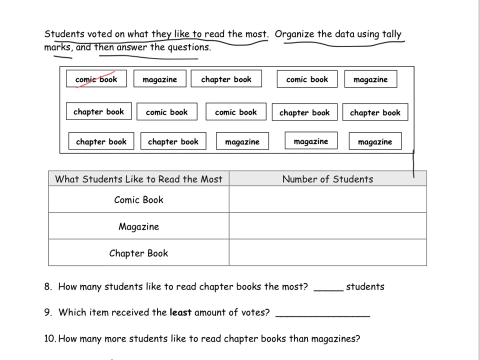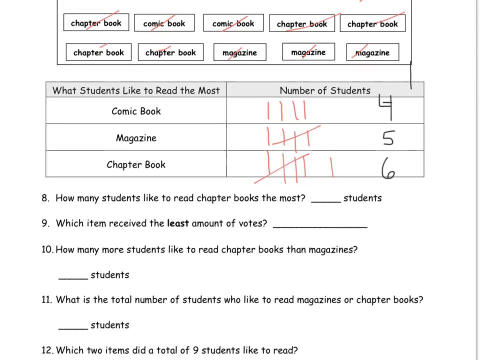So I have comic book, that's 1 tally mark. Magazine, 1 tally mark. Chapter book, 1. I'm back to comic book, there's 2. So I've filled out my table here to show that for comic book, and I'm going to write it to the side just so I can see it. I see that I have 4. Magazine, there were 5. And chapter book, there were 6. You don't have to put that there, but it just helps me to see the tally marks as well as what those equal. So we'll take a look at 1 or 2 of the questions.